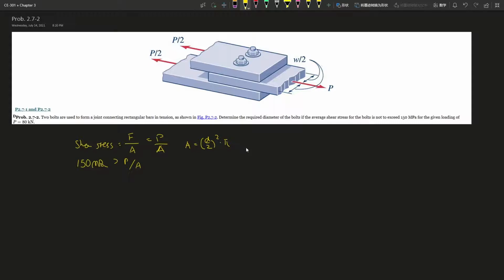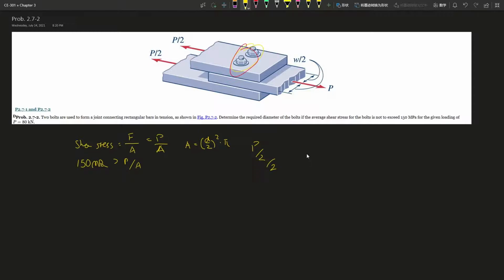One special thing about this question is that it's testing our mechanical engineering understanding that there are two bolts here. Two bolts means they will help each other, so the P will divide by two. And this is also a double shear, so we divide by two again.